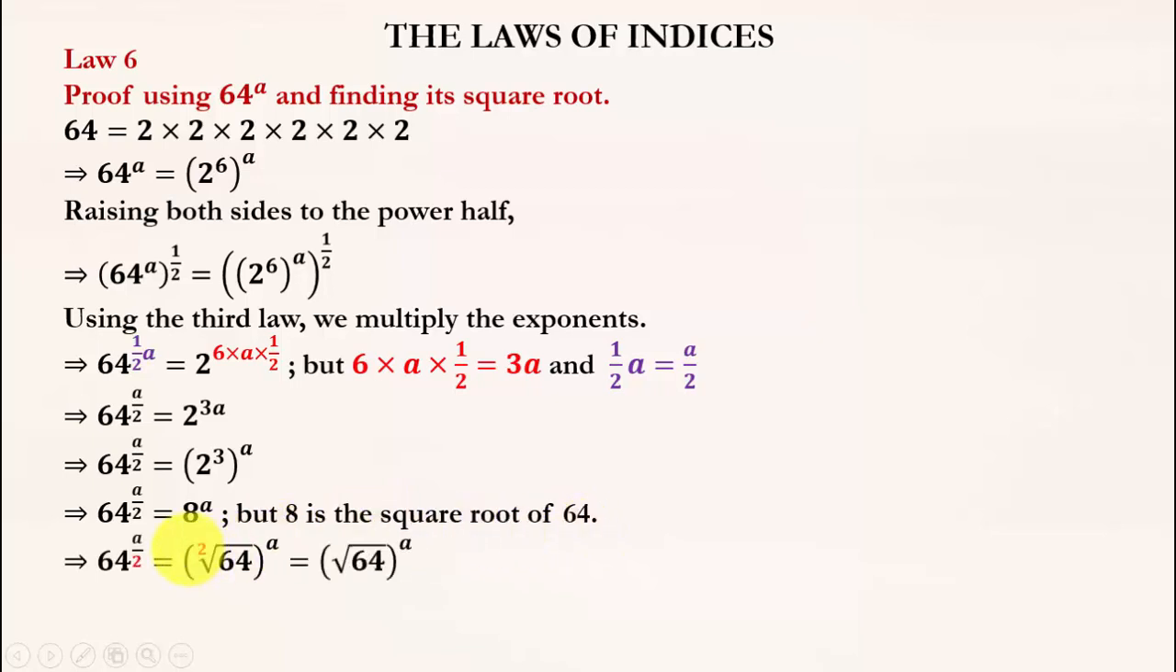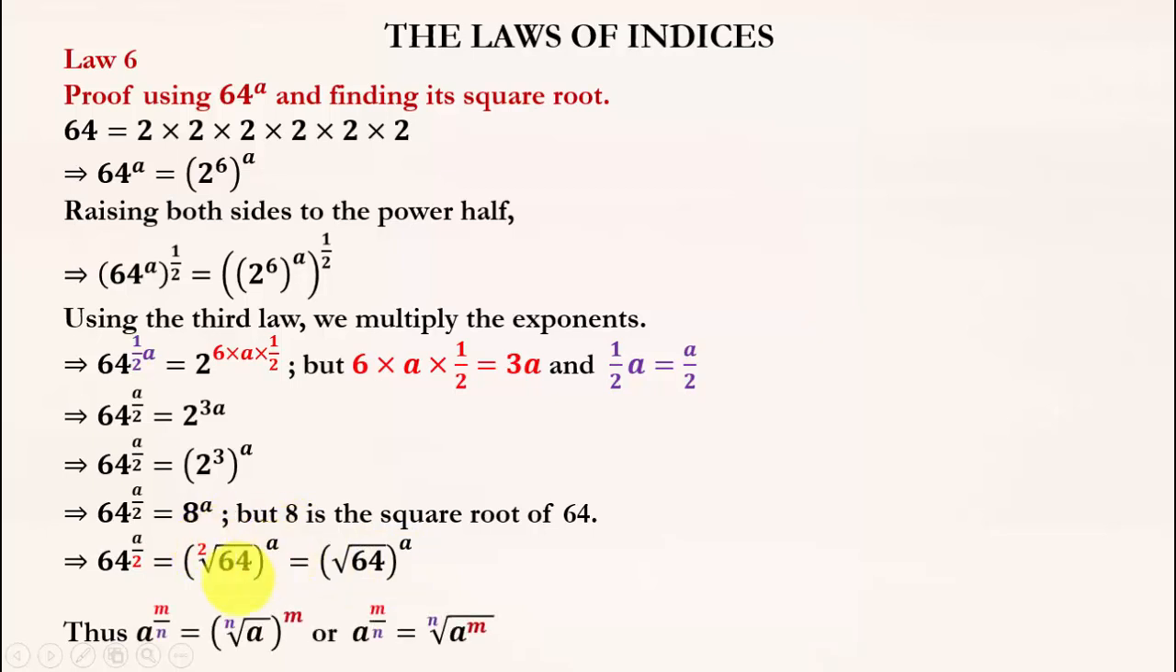Now, what does that mean? We can simply write it as 64 to the power a over 2 is going to be equal to the square root of 64 all to the power a. That is, we can remove that subscript 2, since when writing square roots, we don't normally include that number 2. Color written as what? Red.